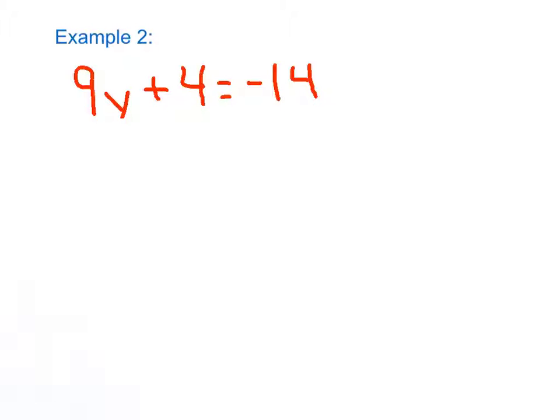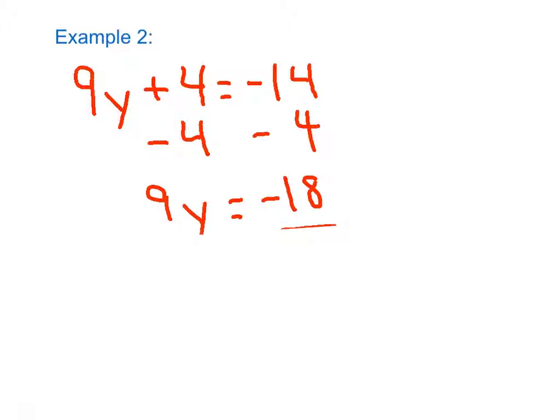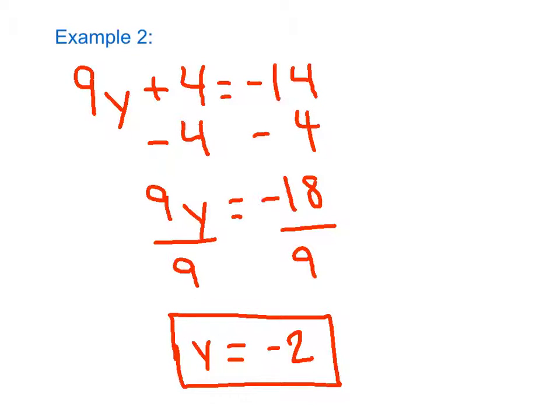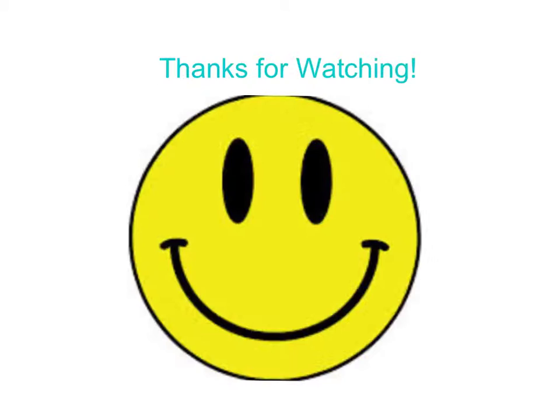Let's try another example. If 9y plus 4 equals negative 14, then you cancel out 4 by subtracting 4 from 9y plus 4 and the negative 14 on the other side of the equal sign. You will have 9y equals negative 18. Cancel out 9 by dividing it and negative 18 by 9. That will leave you with y equals negative 2. Be sure to check your work.